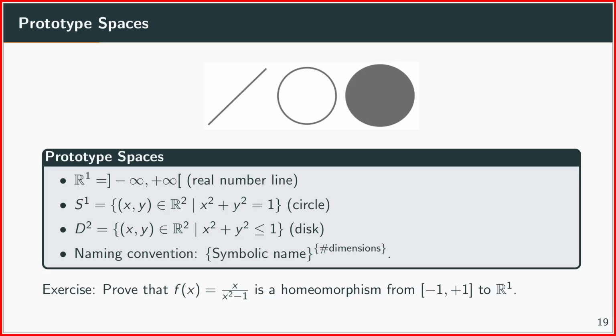And if you want to dig a bit deeper and understand why two spaces are equivalent, I would suggest that you also try to prove simple cases. One simple case is, for example, proving that the real number line R1 and the line segment from -1 to +1 are equivalent by showing that this function here is actually a homeomorphism, which makes those spaces equivalent.